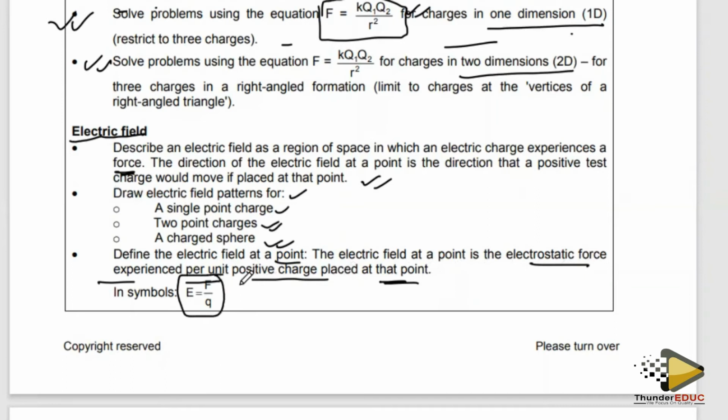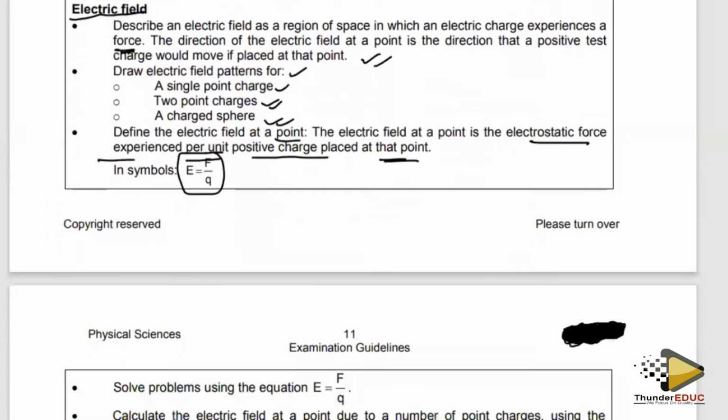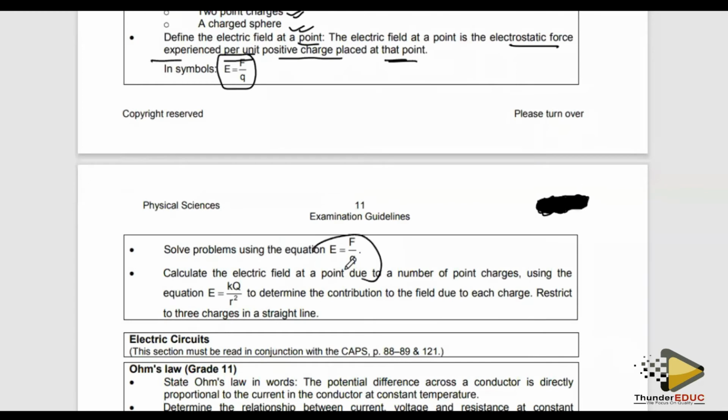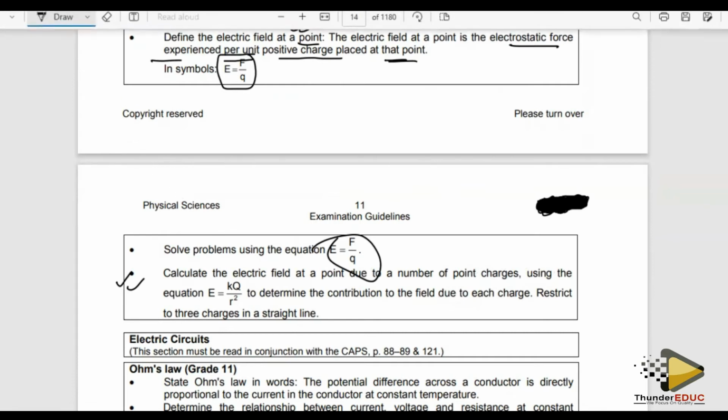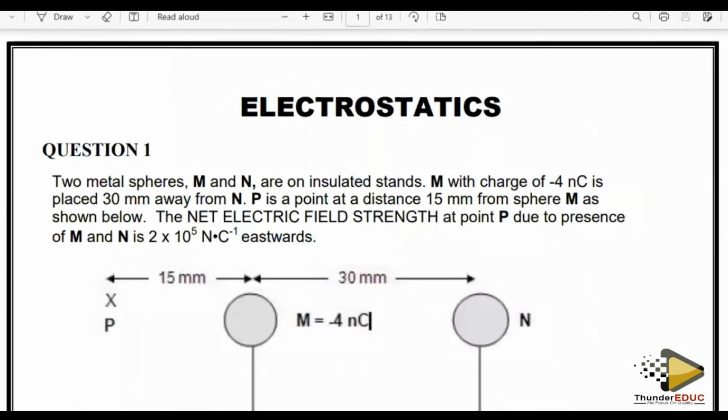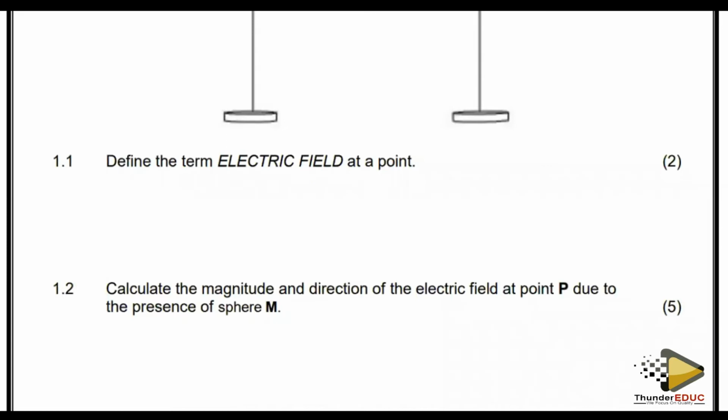And then we should be able to use this formula, E is equal to F over Q. Then solve problems with that formula. Then calculate the electric field at a point due to a number of charges, and so on and so forth. Okay. So this is the examination guideline, and that is exactly what is expected of us. Then we need to look at some worked examples, so exam type questions. Okay. Question number 1. I can start from question number 1. Next thing.